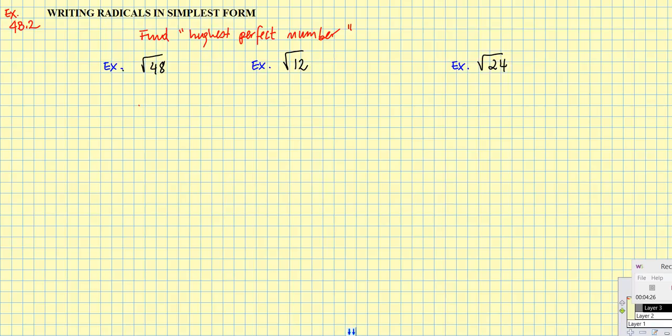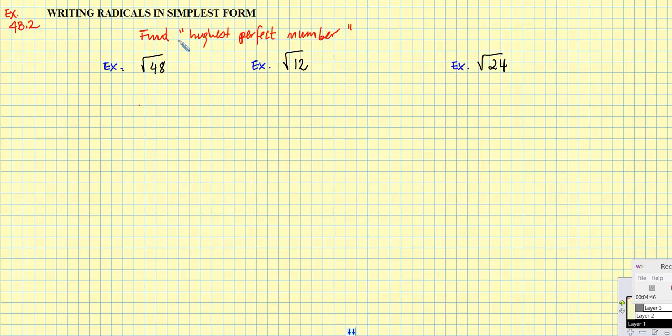Okay. So our goal in this lesson today is to be able to write radicals in their simplest form. What that means basically is that if I had, for example, the square root of 48, I want to be able to write the square root of 48 in its simplest form possible, into its simplest numbers where I have prime numbers involved in it. Okay? So let's take a look at the square root of 48.